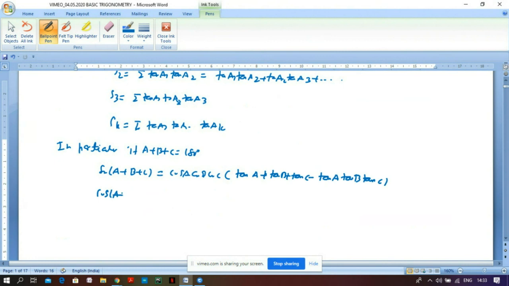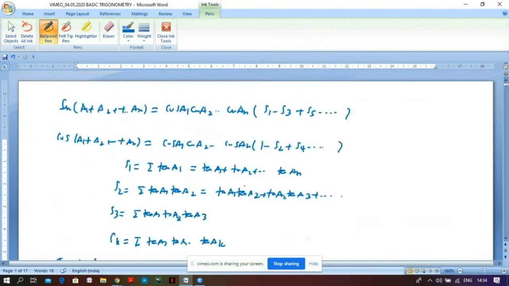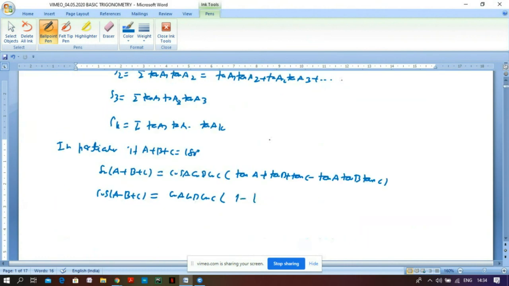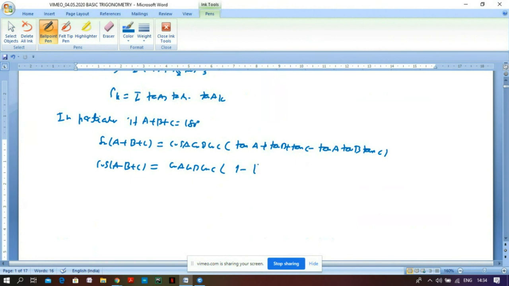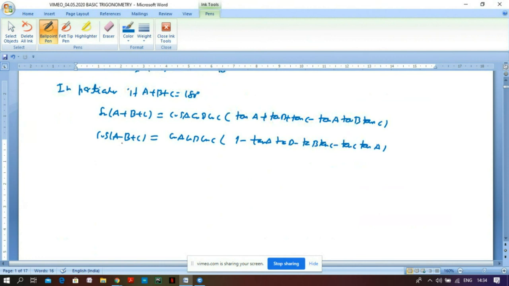If we come to cos of a plus b plus c, then that is cos a cos b cos c, and here you will have 1 minus s2, as I can scroll back, so you will get 1 minus tan a tan b minus tan b tan c minus tan c tan a, provided all these numbers are meaningful, meaning that you are not putting something like 90 degrees, so they must all be defined.